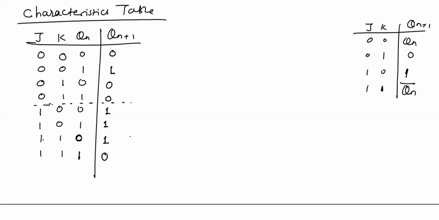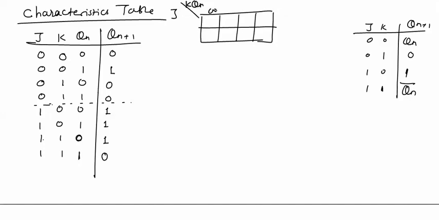For this characteristics table, now we will solve for Qn plus 1. Again, there will be three variables J, K, and Qn: 0 0 0, 0 1 1, 1 1 1, 1 0 0 1. And Qn plus 1 values will be plotted in this K map: 0, 1, 0, 0, 1, 1, 1, 0. Now we will do pairing: these two ones and these two ones will be paired in this K map.